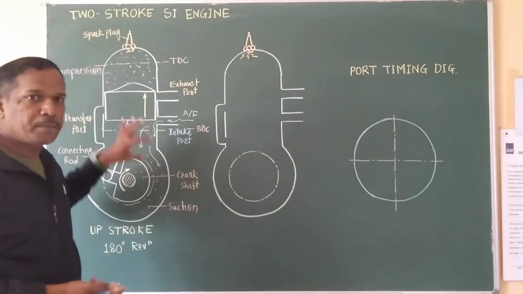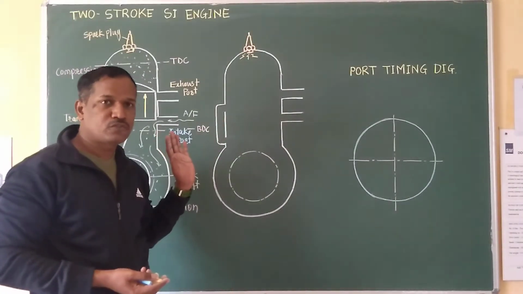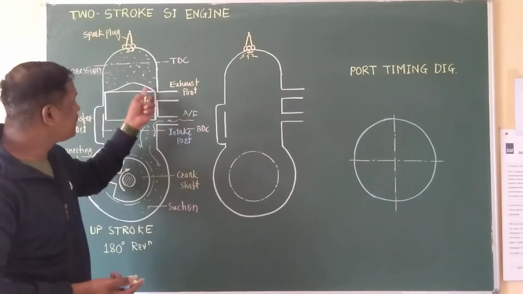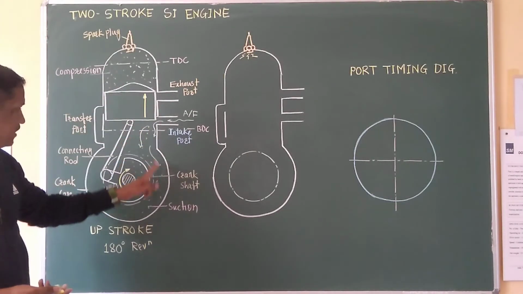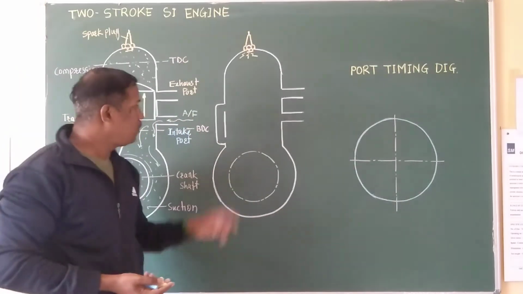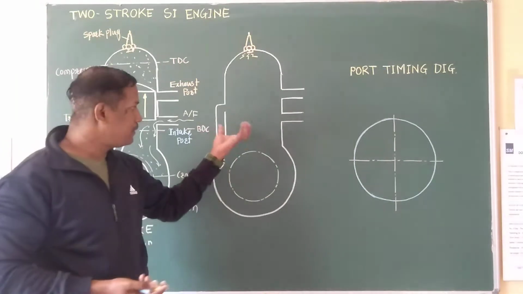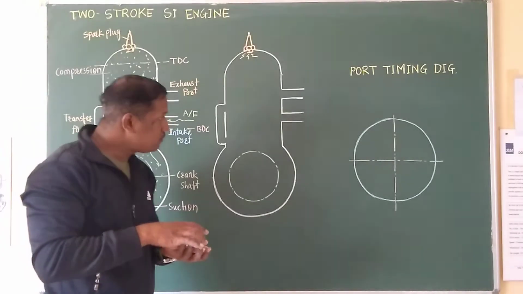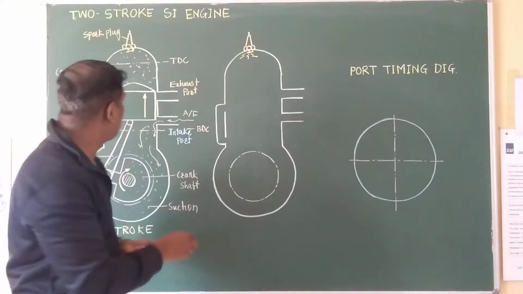And that compressed charge burns due to the spark, the burning gases try to expand, and that expansion force is applied on the piston. Due to that, the piston starts moving from TDC to BDC and we get a power stroke. But as I said, in a two stroke, two operations should be performed in an upstroke and two operations in a downstroke. So we have to take a precaution while drawing our piston position.